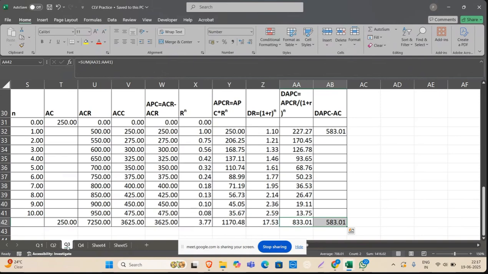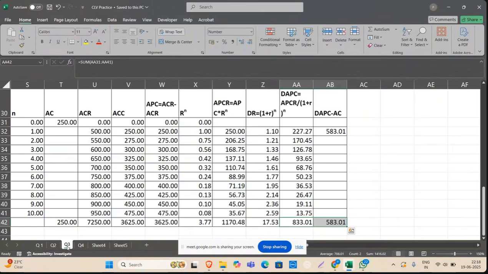And then retention. They have mentioned the retention rate as 75%. So the first year it will be 100%. From next year onwards you have to calculate 75%. For the first year you take 1, for the next year it is 75% of 1, and for the third year it is 75% of 0.75, like that you calculate the retention rate. And then APCR, so APC into retention rate.